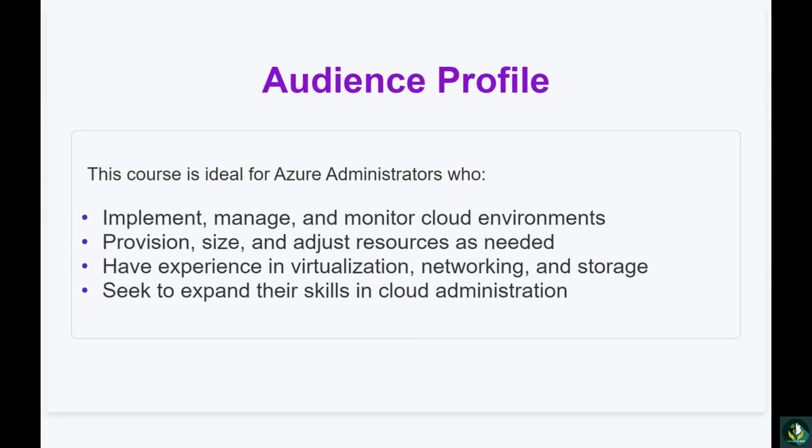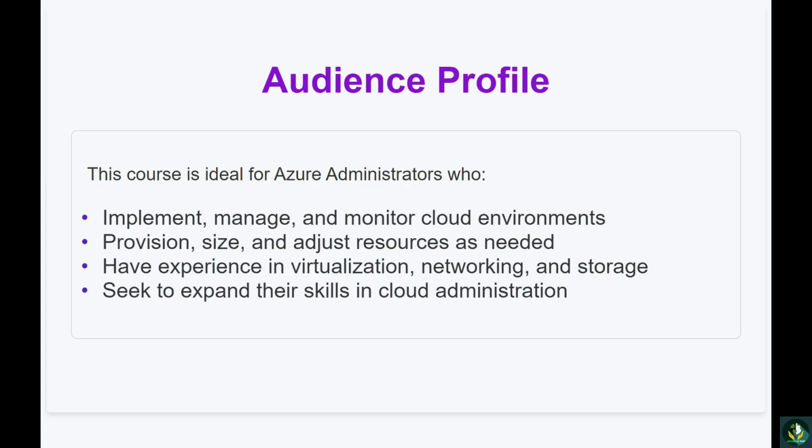Let's take a moment to understand who this course is designed for. Azure Administration Essentials targets IT professionals who are stepping into the role of Azure administrators or looking to enhance their existing skills in this domain. As an Azure administrator, you'll be at the forefront of cloud management, taking on crucial responsibilities in implementing, managing, and monitoring cloud services. Your role extends beyond mere maintenance. You'll be actively involved in provisioning resources, determining appropriate sizes for various services, and making real-time adjustments to ensure optimal performance and cost efficiency.